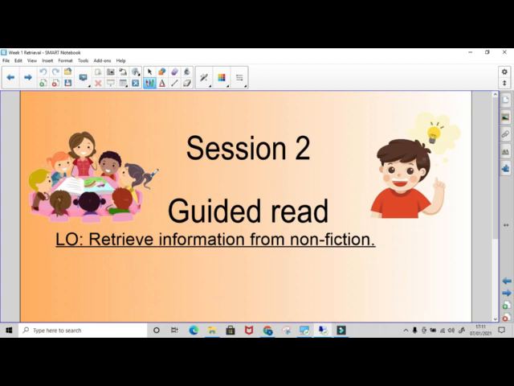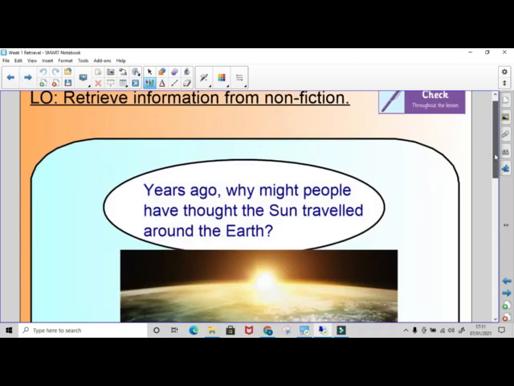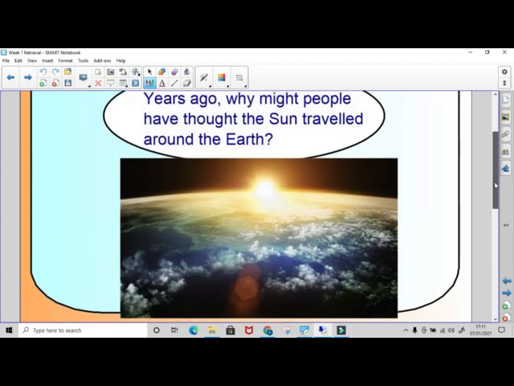Okay, so let's begin session 2 then. We're going to get into our retrieval skills this time. So yesterday I left you with the question, years ago, why might people have thought the sun travelled around the earth? And a few of you emailed in with some suggestions, and the popular opinion seemed to be that people thought that it was the earth that remained still, and as you look at the position of the sun through the day, it appears to go from one direction to another. So you see the sun moving across the sky.